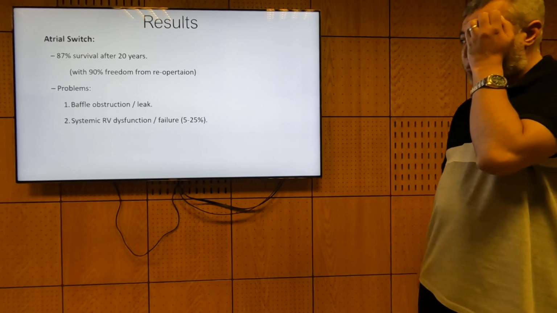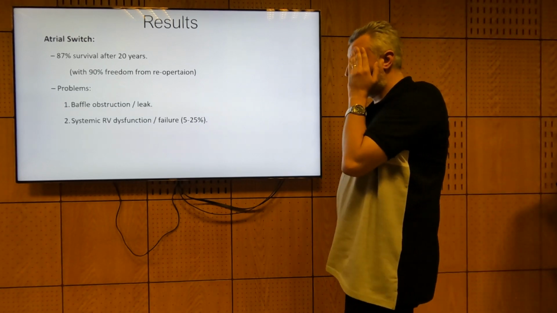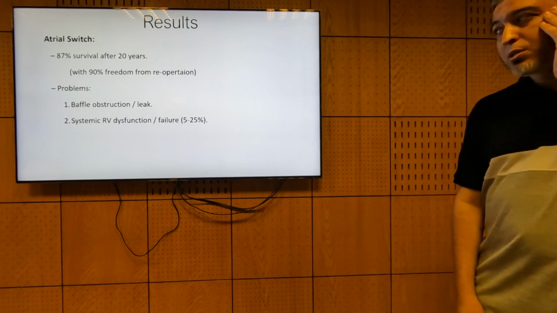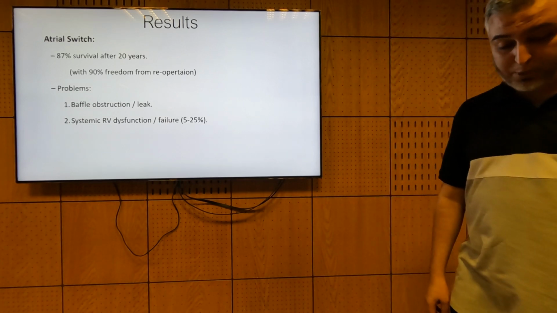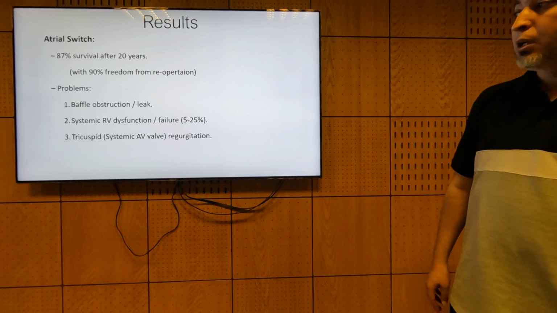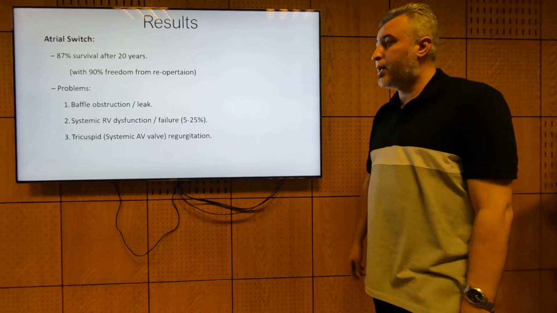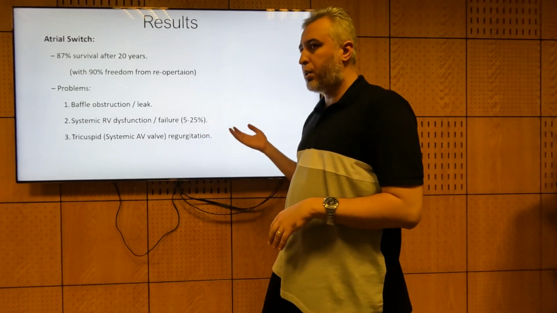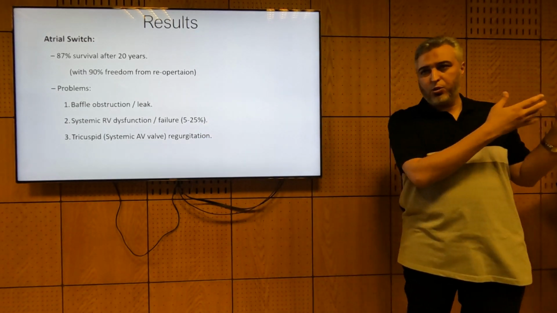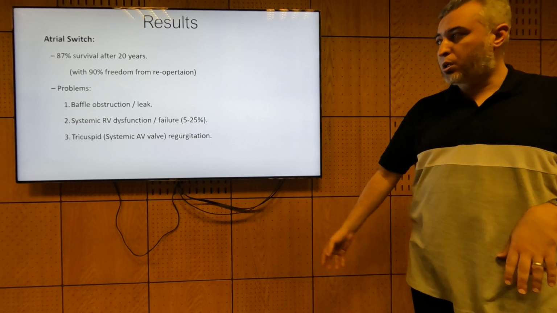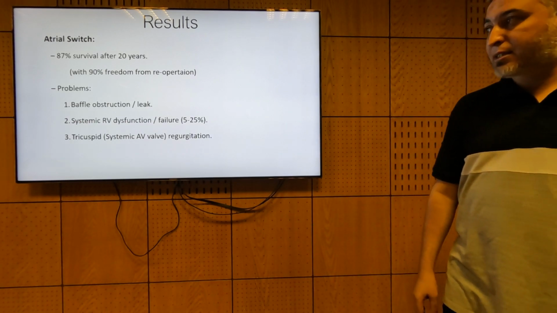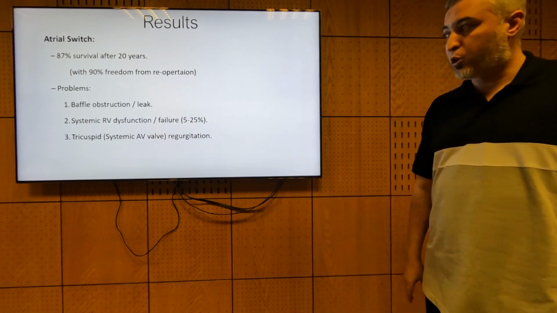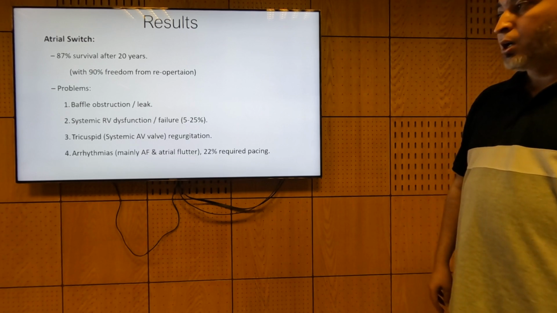Some patients will develop systemic RV dysfunction and RV failure, and this was described in up to 25% of patients. A lot of these had secondary tricuspid regurg. Like patients with dilated cardiomyopathy who develop mitral regurg, patients with a failing systemic RV eventually develop tricuspid regurg.